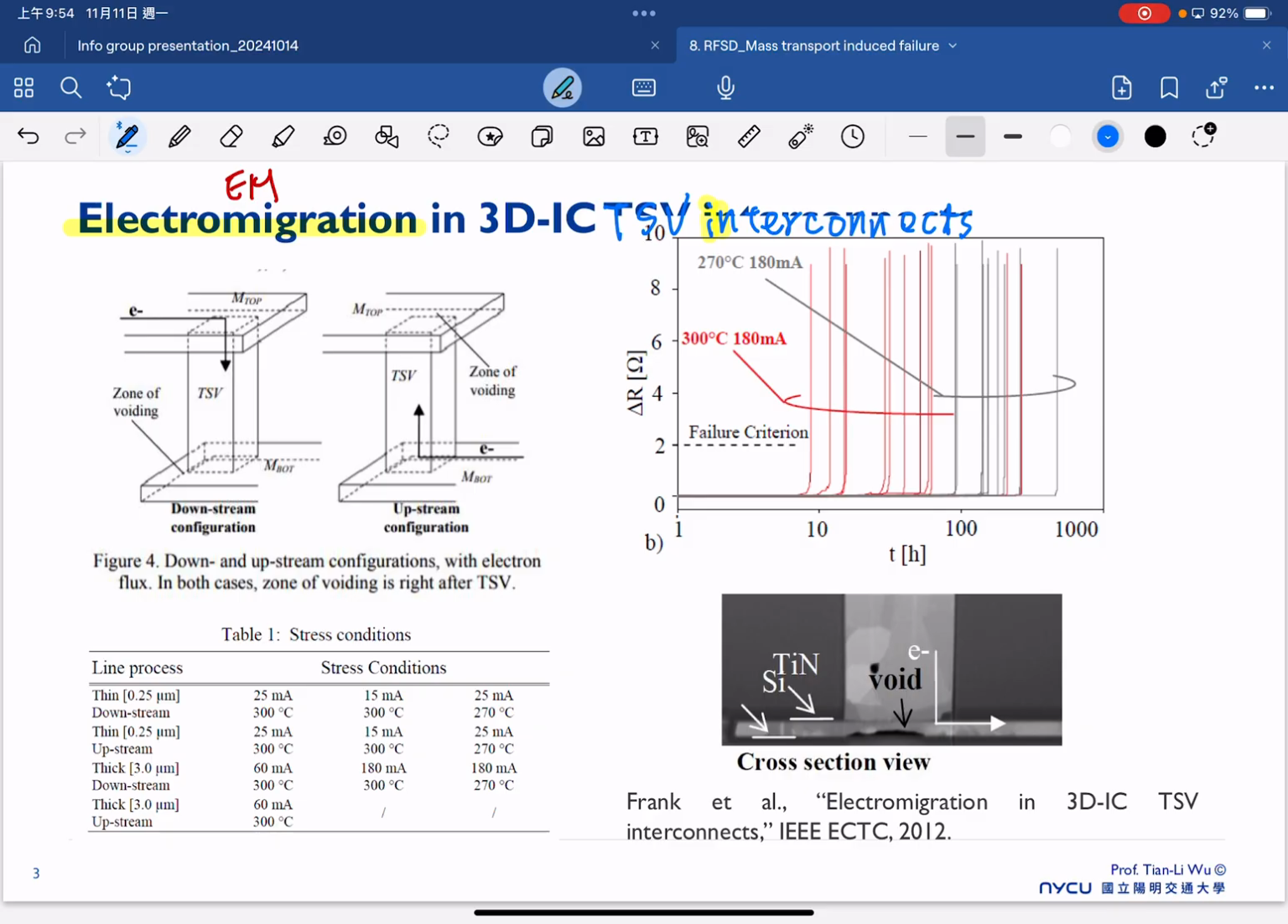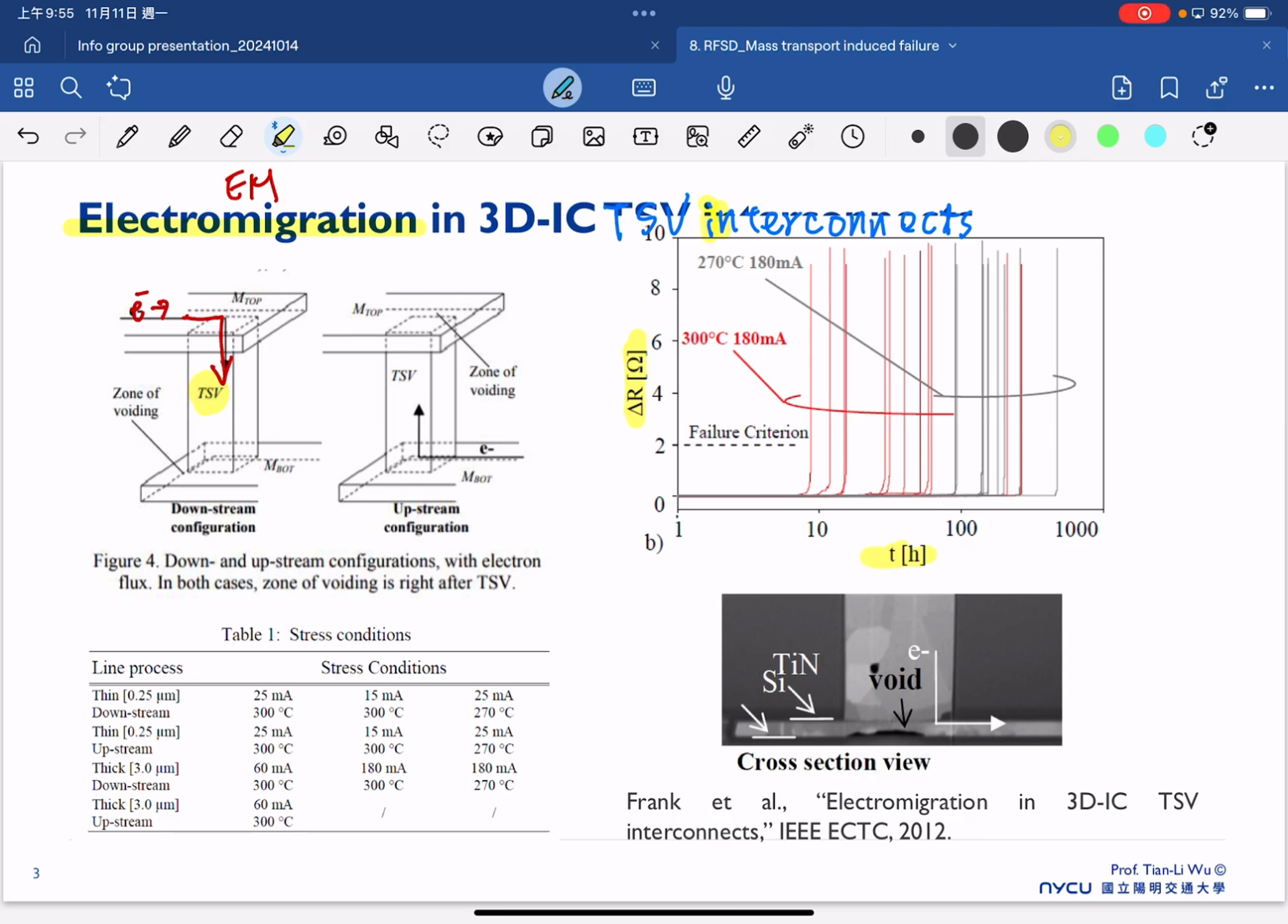So this is an example. The general idea is that once you have the electron carriers flowing from one side to this TSV here, and then after you stress for a certain time, you will see this experimental result here. This is resistance versus time. The y-axis is our resistance, so we are trying to understand the interconnection resistance, especially at the TSV, versus the different stress hours.